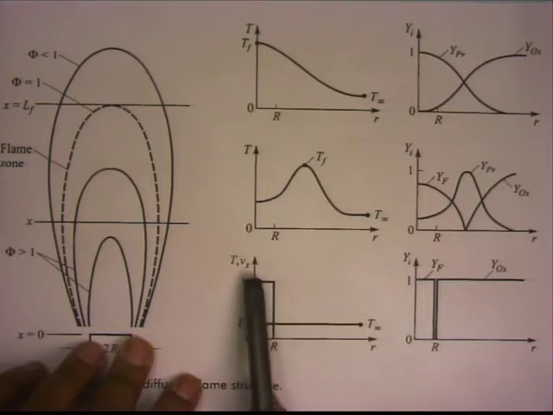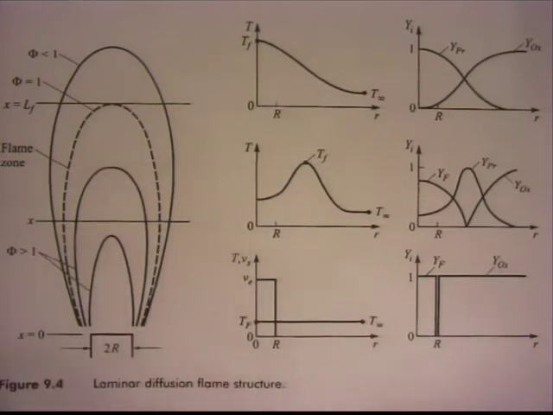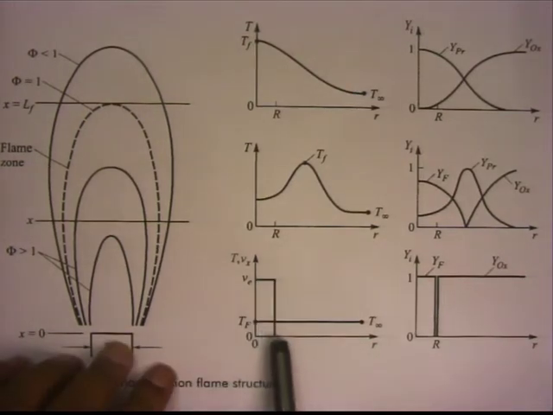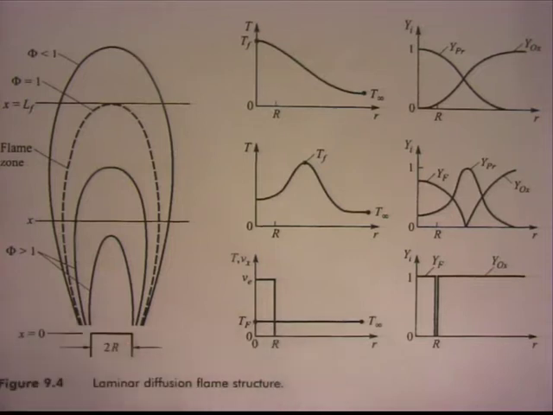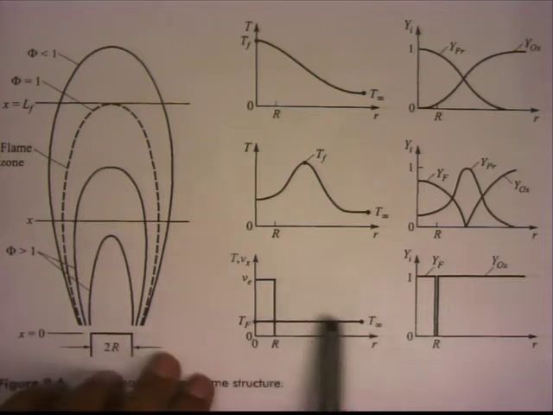At the nozzle exit, it's all VE velocity. Vx equal to VE at the nozzle exit. It drops to 0 value. So this is that same top hat profile, assuming uniform velocity profile at the exit of the nozzle. And then this is the temperature profile.